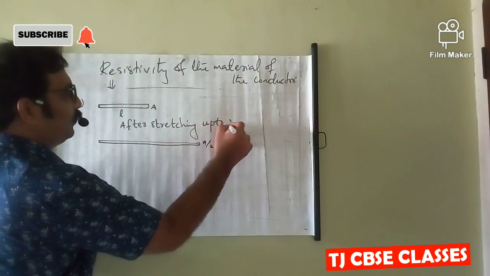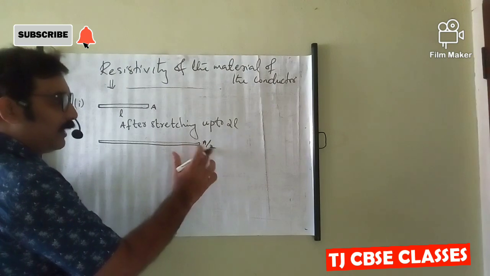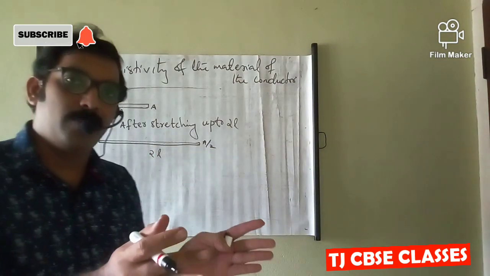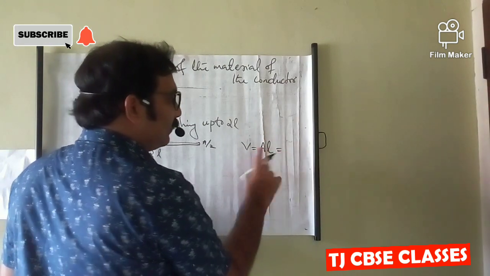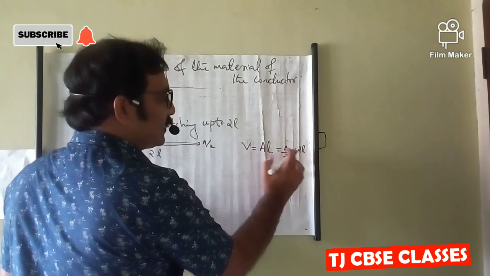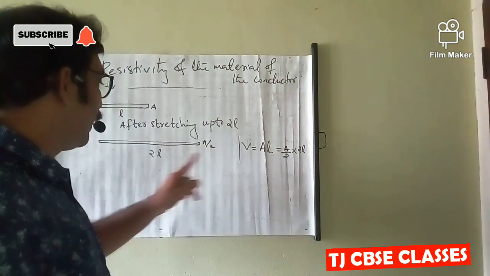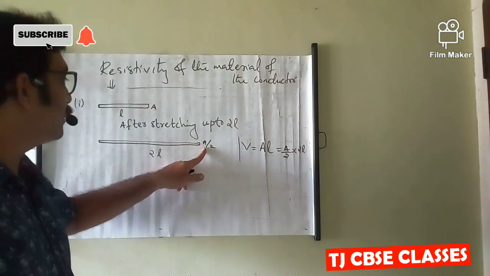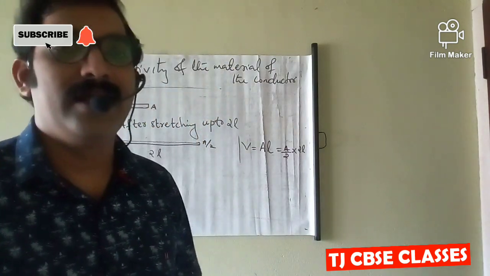After stretching up to twice the length, what happens to the area? Area becomes half and the length becomes 2L. After the modification, there won't be any change in volume. That means volume is equal to area into length. Area is half, means length becomes twice, so the 2 can be cancelled. That means there is no change in volume. Only area and length will be changed.